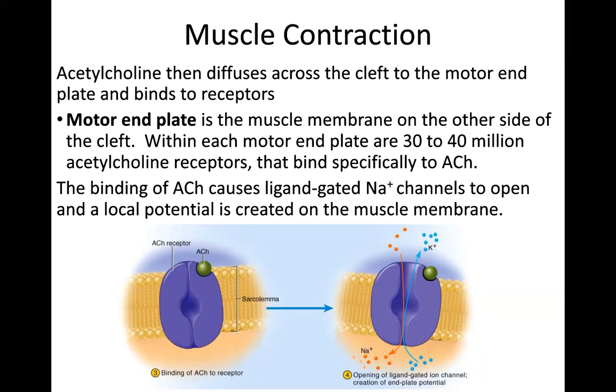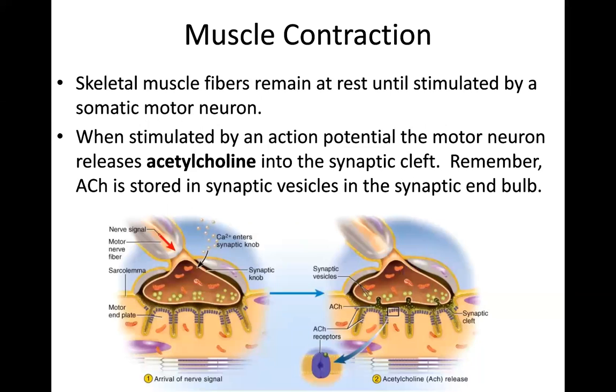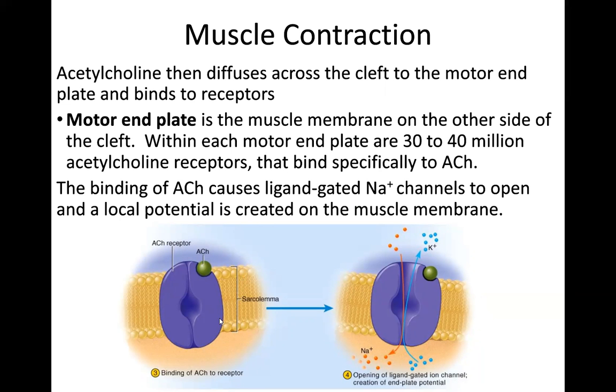What is the motor end plate? It's just a fancy name for the muscle membrane on the other side of the cleft. So it is just this general area across from the synaptic end knob or end bulb. And as you can see, there are invaginations, these little depressions found within the motor end plate. That increases the number of receptors you're going to have there, because there's more space, more surface area, so there's more availability of these receptors.